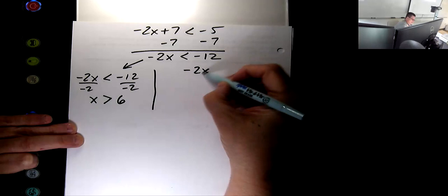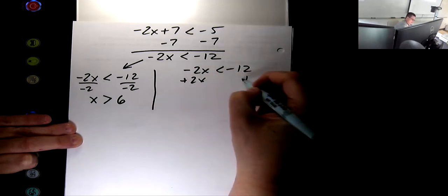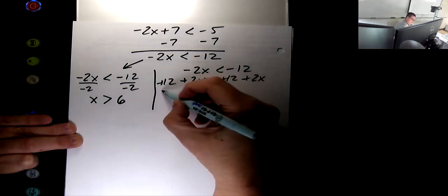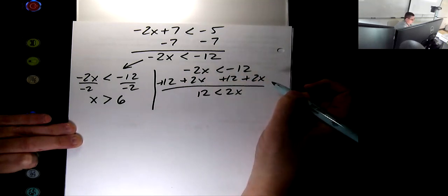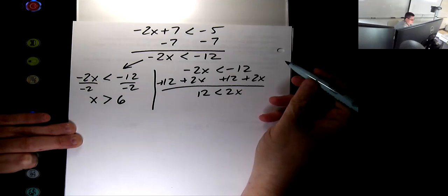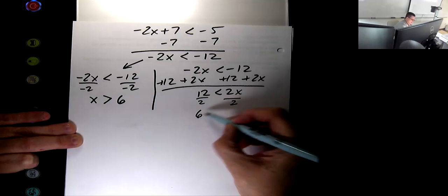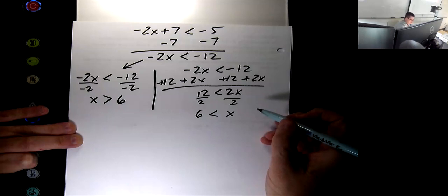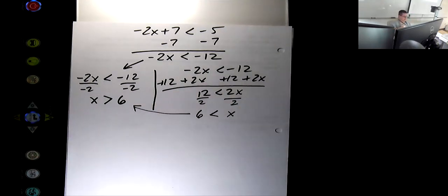The other way is we can add 2x to both sides, add 12 to both sides, and I get 12 is less than 2x. And when I divide by 2, I don't have to flip the sign, but I get 6 is less than x. This is not the easiest form to work with. It's easier if we switch sides and put the x on the left.